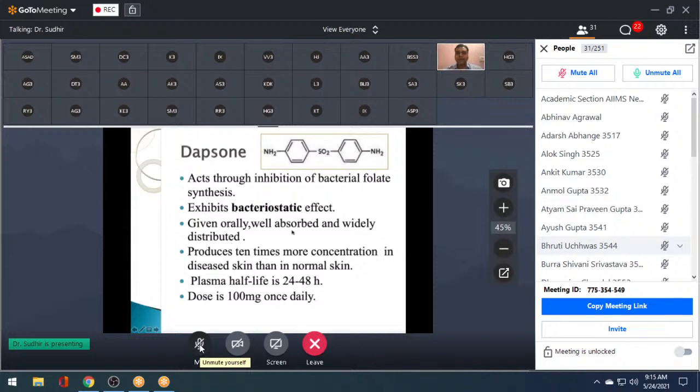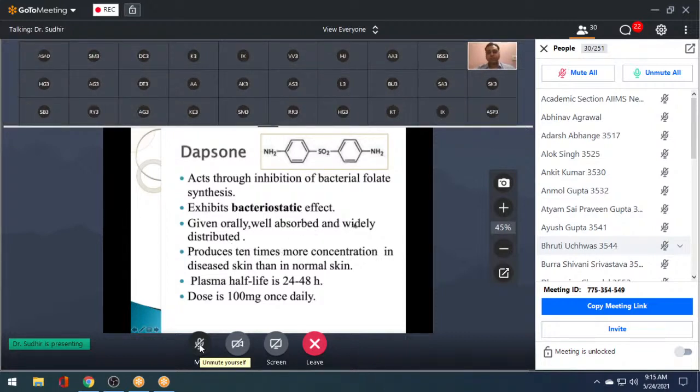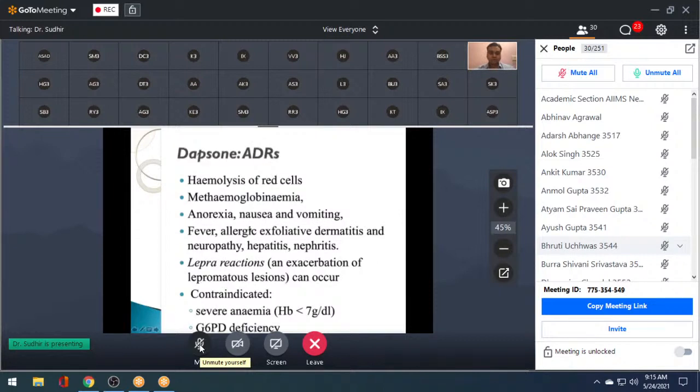It's given orally and is well absorbed, and tissue distribution is quite good all over the body. It produces 10 times more concentration in the diseased skin than in the normal skin. Okay. So it has more preference for the skin. Plasma half-life is about 24 to 48 hours. Dose is 100 milligram once daily. Coming to side effects or ADRs, the main concern is anemia.